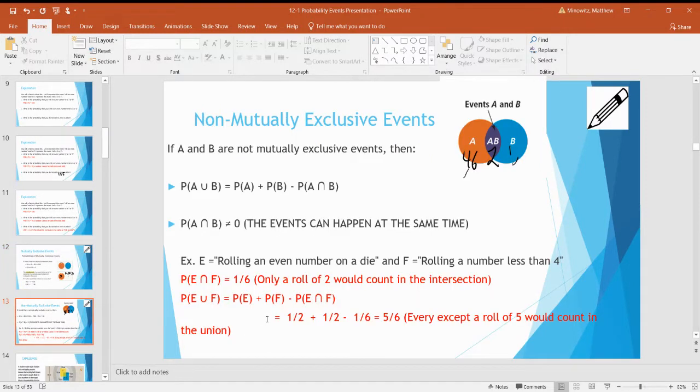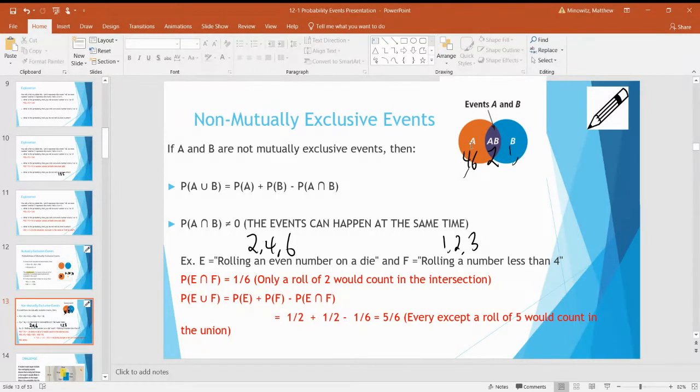Now, what happens more often than not is non-mutually exclusive events. So if they're not mutually exclusive, then there's some sort of overlap. Okay, the events can happen together, so the probability of the intersection is not 0. There is some element or multiple elements that are in the intersection. And let's look at an example to see what I mean. Let's keep E as even numbers. So E is going to be 2, 4, and 6. And F is going to be a number less than 4. So 1, 2, 3. I like to make Venn diagrams when I do these. I like to say, okay, what's in the middle? What do they both share? In this case, they both share a 2.